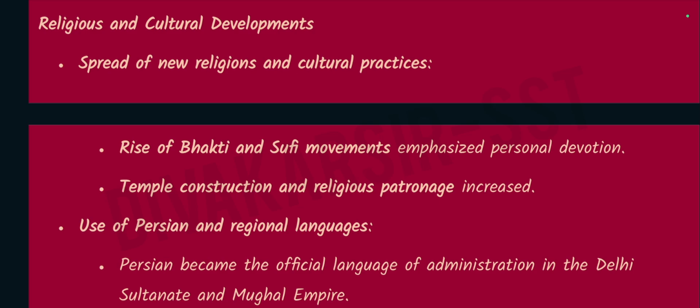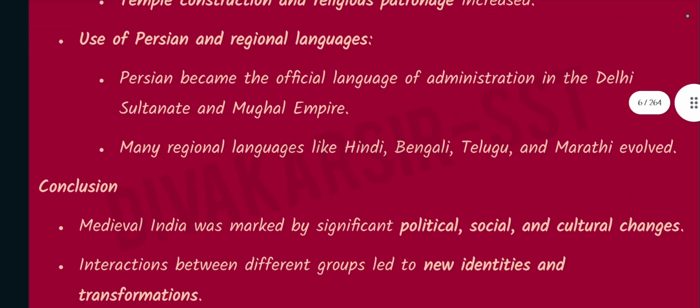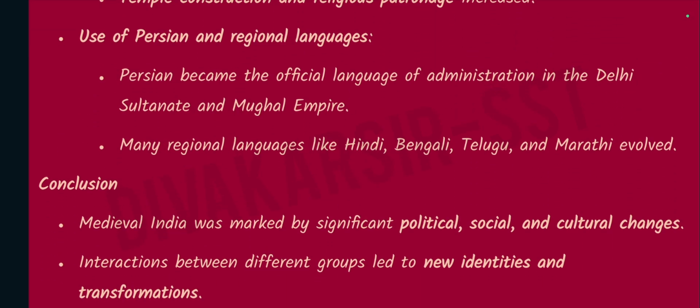Use of Persian and regional languages. Persian became the official language of administration in the Delhi Sultanate and Mughal Empire. Many regional languages like Hindi, Bengali, Telugu, and Marathi evolved.